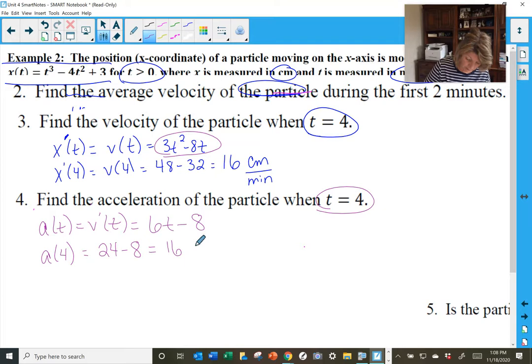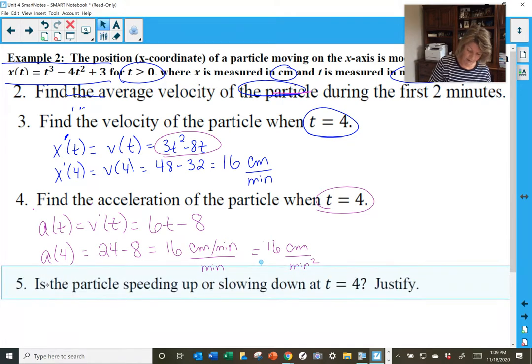Now, the previous units for velocity were centimeters per minute, and acceleration is a change in velocity, so it's a change of centimeters per minute per minute. You can write this as 16 centimeters per minute squared if you wish. Okay. And finally, the last question, question 5.